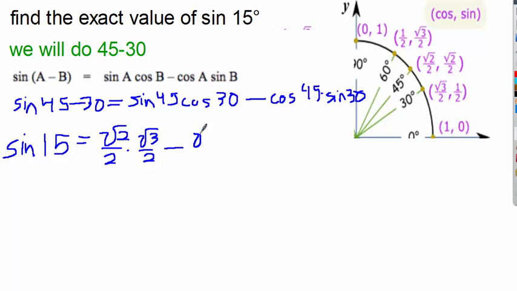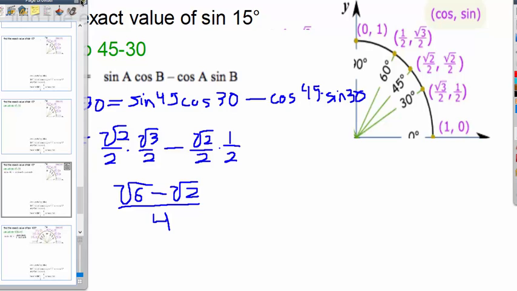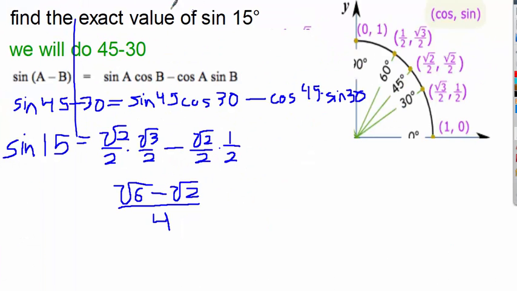Cosine 45, sine of 30. And the numerators will simplify to the square root of 6 minus the square root of 2. And since the denominators will be all the same, it's going to be over 4. Final answer, ugly but exact.